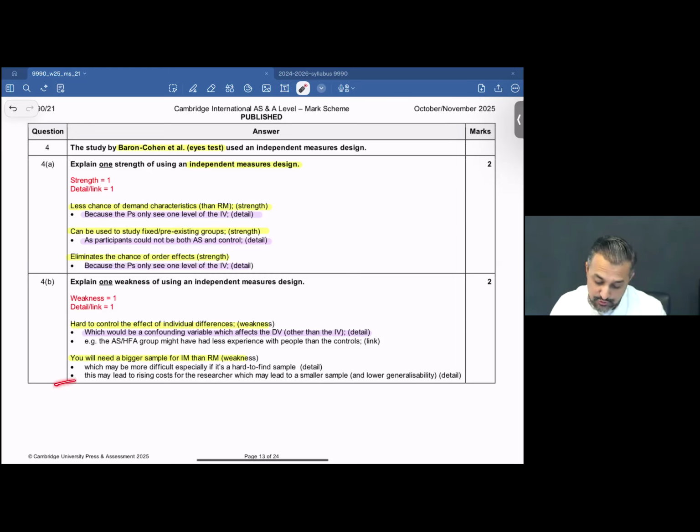No, this is a detail too. This may lead to rising costs for the researcher, which may lead to a smaller sample and lower generalizability. Of course, the smaller your sample is, the more generalizability issues you'd face.